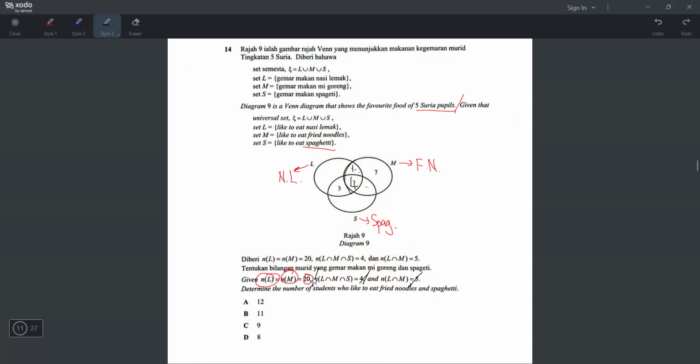Remember the n(L) 20 just now? And I told you, right, the 20 is not like that, it's not like this. It is the 4 regions added together. So now you just press 20 minus 3 minus 4 minus 1. So you will get 12.